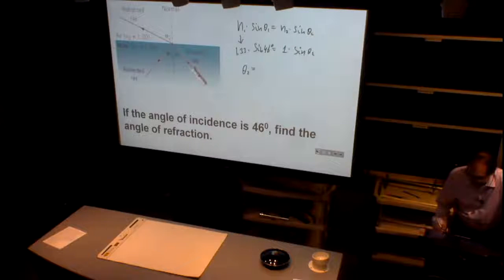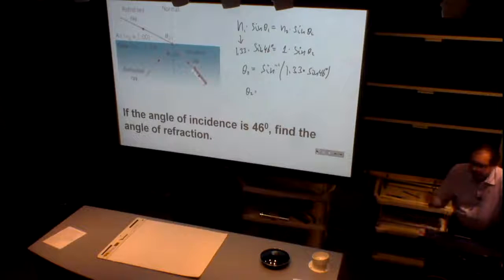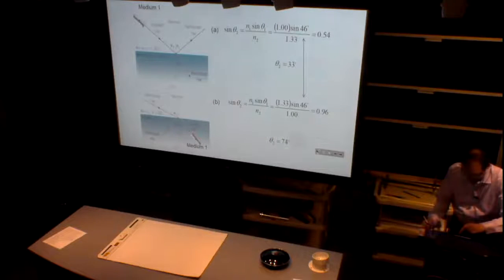So the inverse sine of this product, 1.33 times sine 46 degrees. So please tell me the answer. Whoever first calculates the number. Let me check. 74.